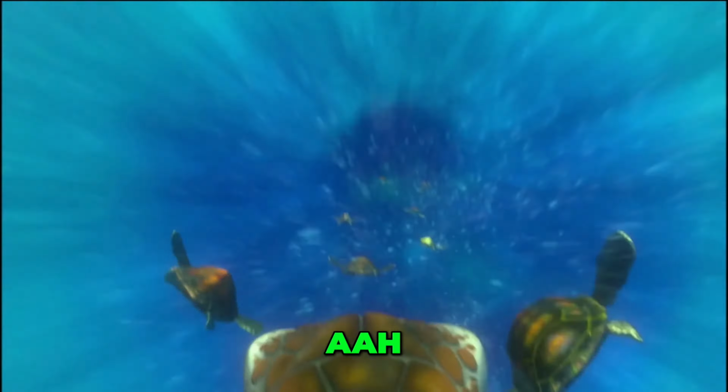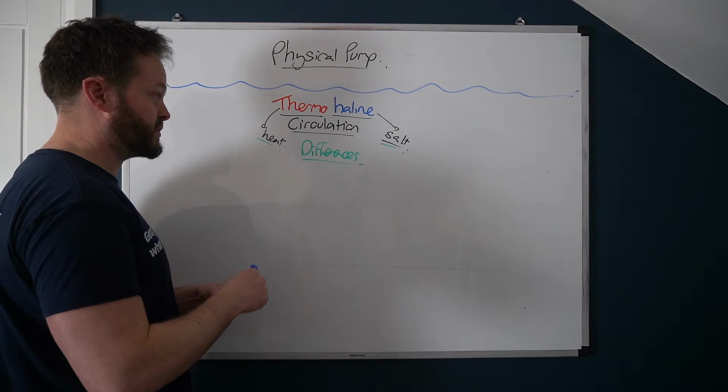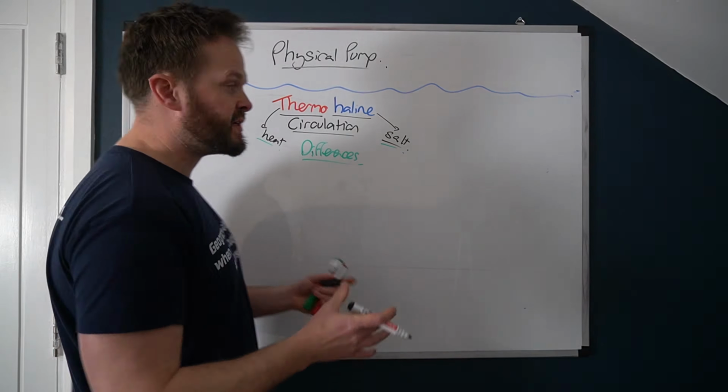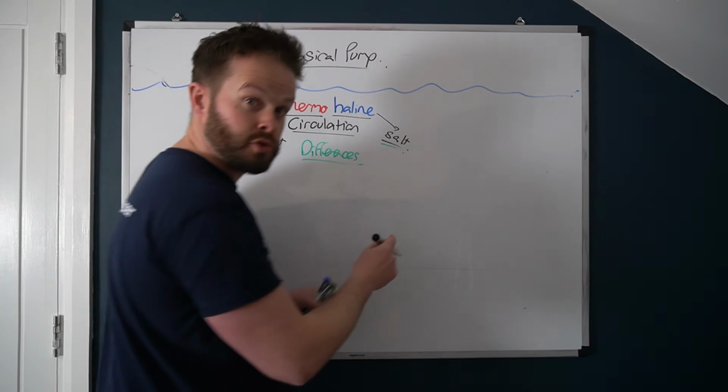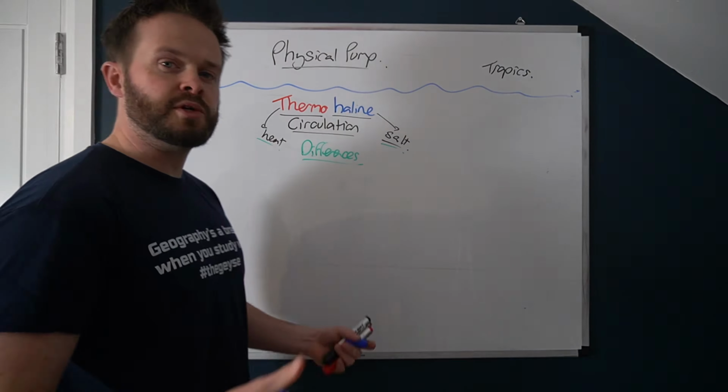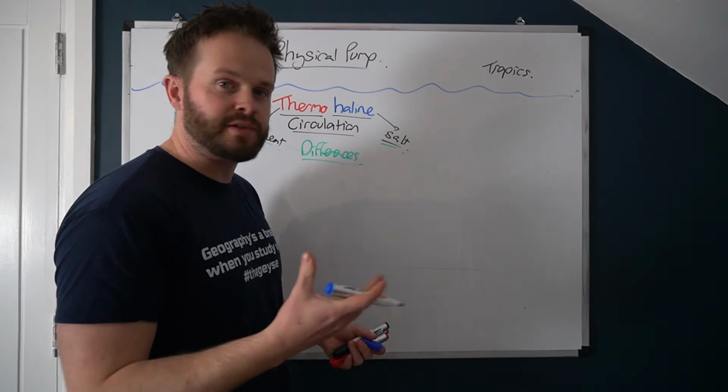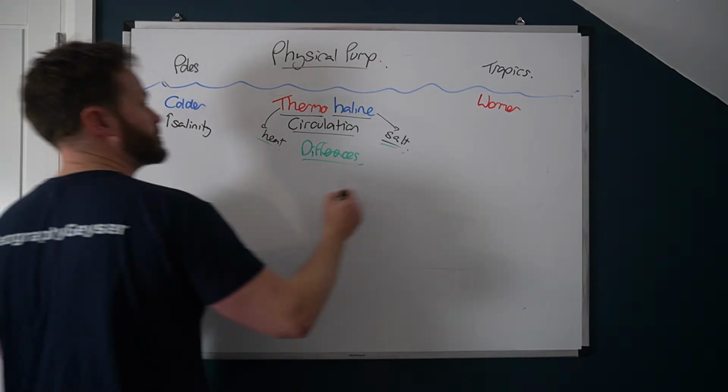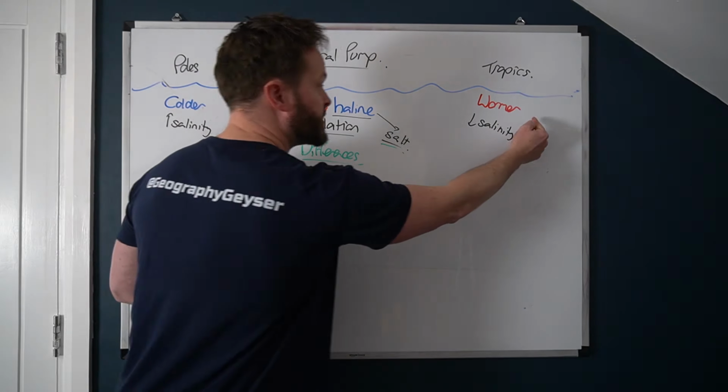So it's all to do with, within the oceans, there are differences in the temperature of the water and differences in the salinity of the water as well. So the easiest way to explain this is by comparing the poles to the tropics. And again, once we do this, the differences become quite easy to establish.